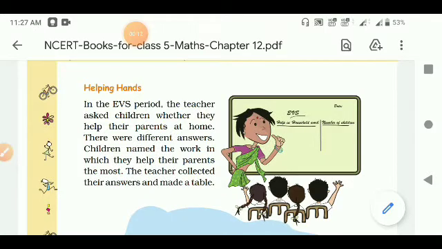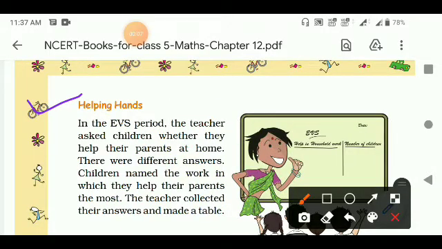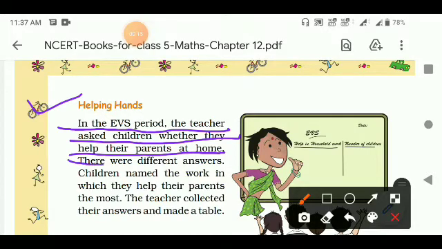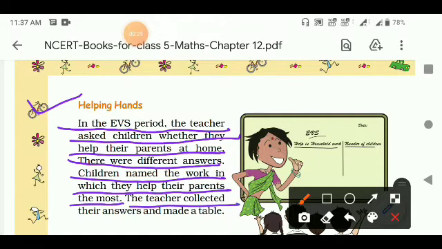We are studying chapter number 12, Smart Charts. Let's continue with the topic Helping Hands. In the EVS period, the teacher asked children whether they help their parents at home. There were different answers. Children named the work in which they help their parents the most. The teacher collected their names and made a table.